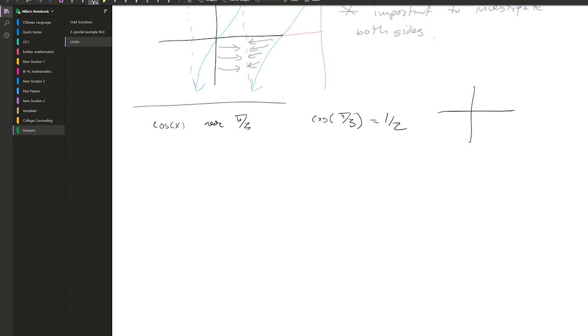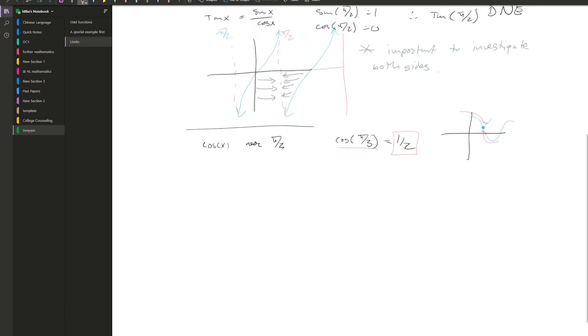Cosine, remember that it starts high and it goes back down. And so when we get to pi over 3, it's just right there. And when we're looking at cosine, it goes down that way real nicely, and it comes up that way real nicely, and there's no problems here. So when we get real close to pi over 3, both from the left and from the right, it goes to 1/2. So that's another idea that we're going to want to talk about.